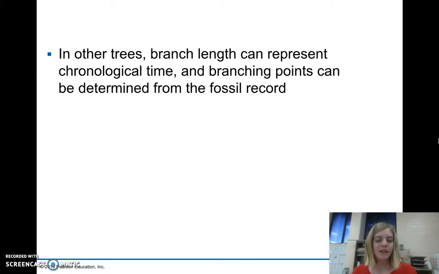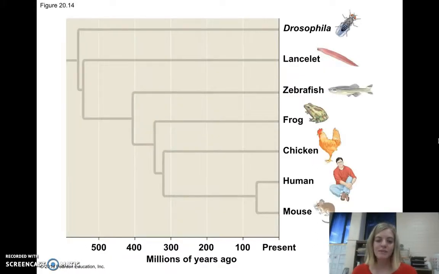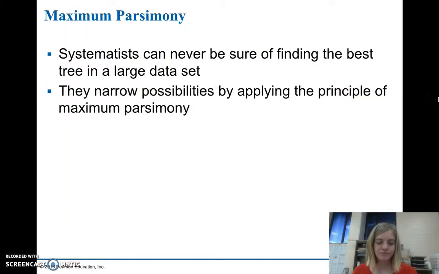And hopefully, you will also get to experience some trees where branch length can represent the actual amount of time it took for those changes to occur, and that we determine from looking at the fossil record. So similarly here, we can see the fly evolved from the most recent common ancestor about 500 million years ago, whereas humans only about maybe 50 to 75 million years ago.